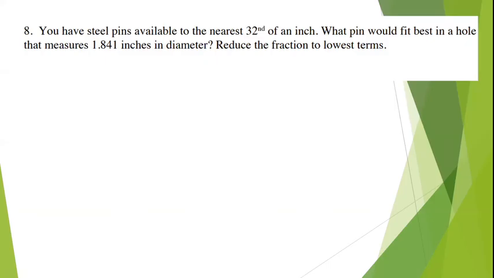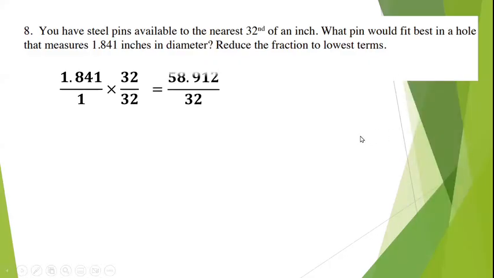All right, next up. This one's going to be really similar to the bolt problem on the front side of the review. We've got steel pins available to the nearest 32nd of an inch. We're going to figure out the pin that's going to best fit in a hole that's measuring 1.841 inches in diameter. And we'll be reducing our fraction to lowest terms. So this one's going to be really similar again to that bolt problem, but now we're converting into 32nds of an inch. So we're taking our original decimal over 1, and we're multiplying that by a form of 1, 32 over 32, because we want to get it into 32nds of an inch.